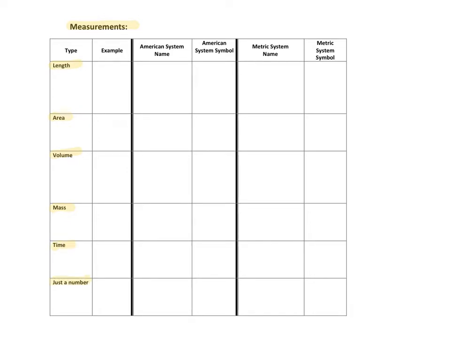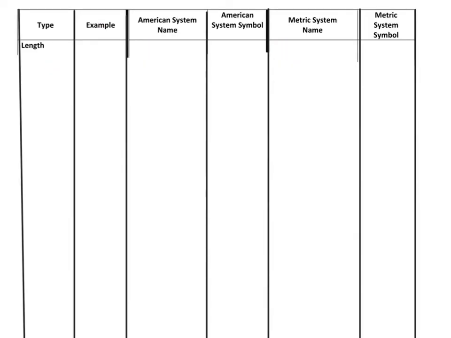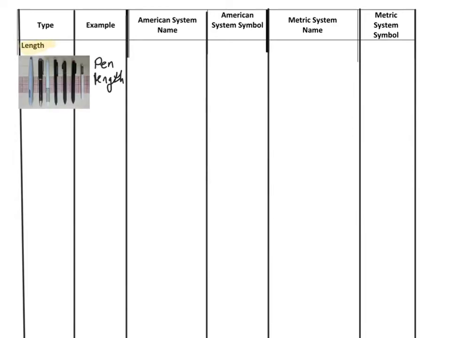We're going to look at some examples. We're going to look at it in the American system and the metric system and make some comparison. So let's start with length. We'll start with a few examples of how we might use length. So we might want to know, how long is this pencil?